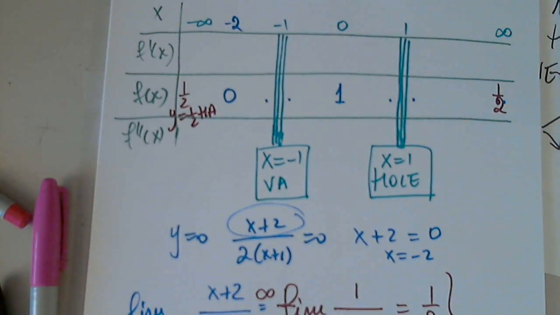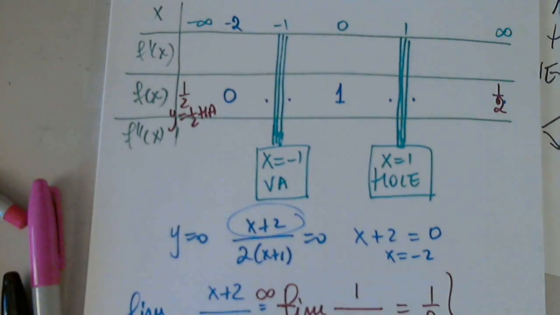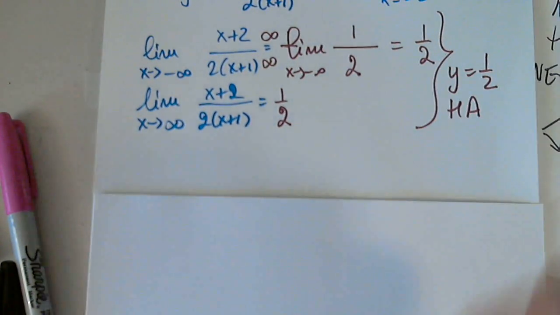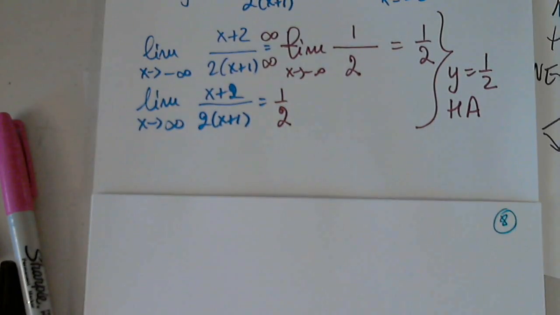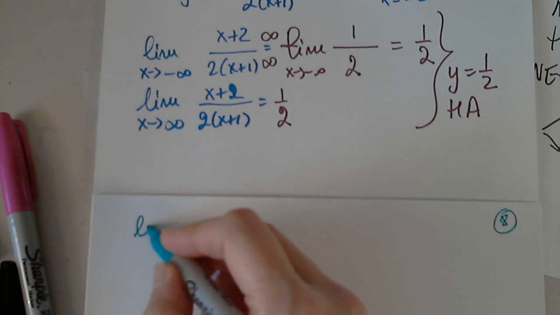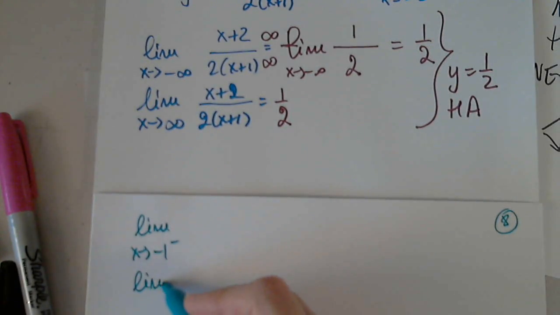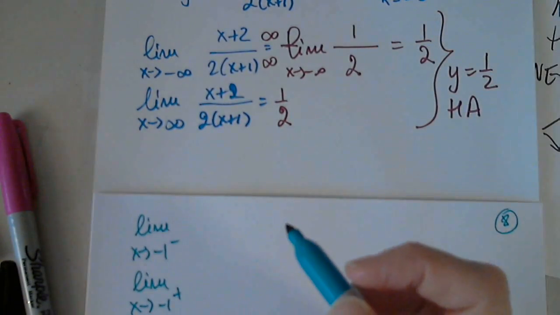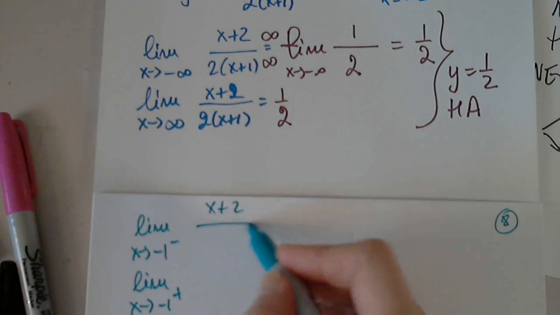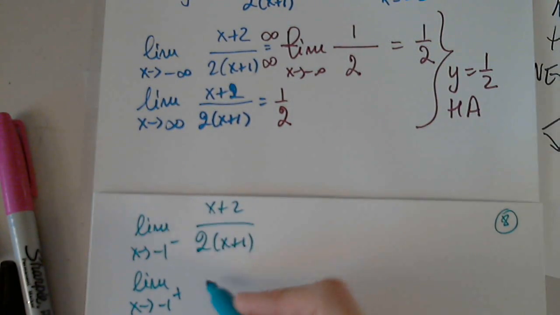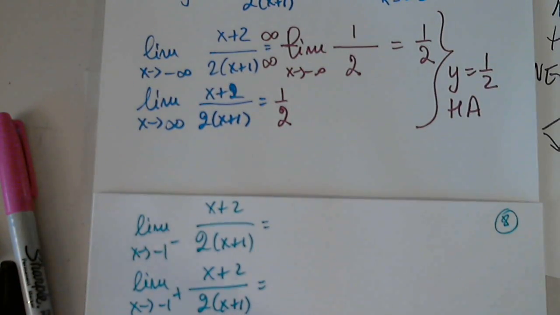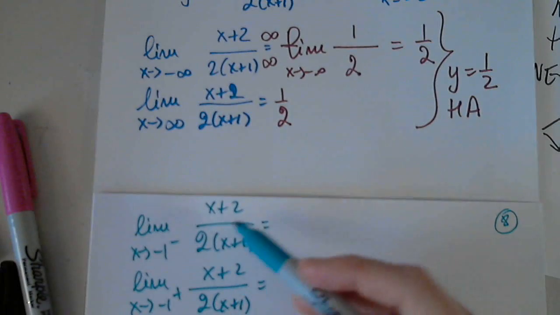Is this clear now? Yes. Perfect, thank you. Okay. Then, limit as x approaches -1 from the left, and limit as x approaches -1 from the right, from x plus 2 over twice x plus 1. Okay. The top is positive.